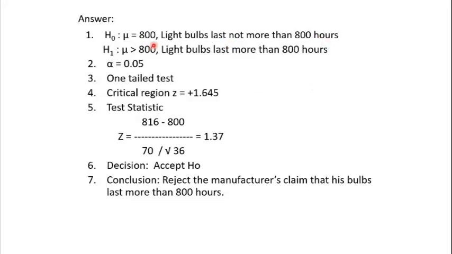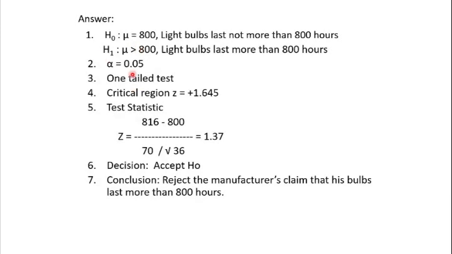And for our alternative hypothesis, the mean is greater than 800, or it will last more than 800 hours. And the significance level given is 0.05. Since we use greater than, it is a one-tailed test, because what we look for in the alternative hypothesis is higher.